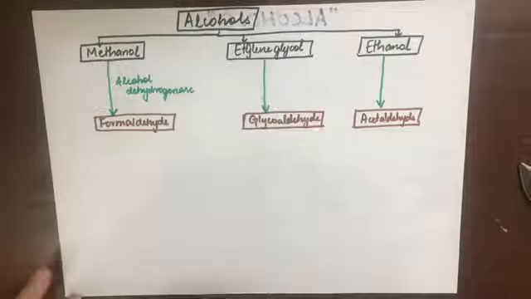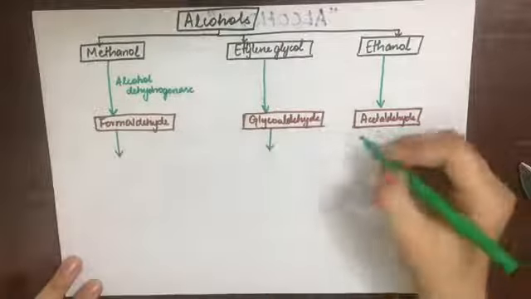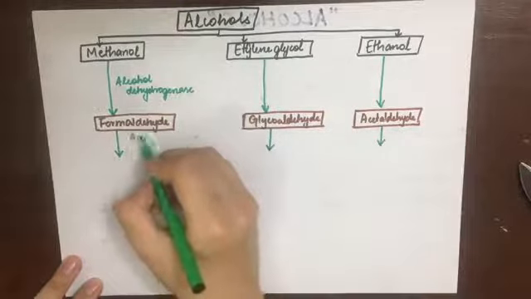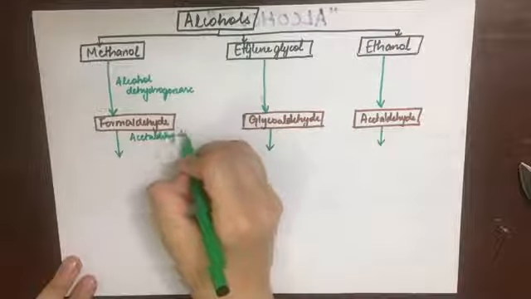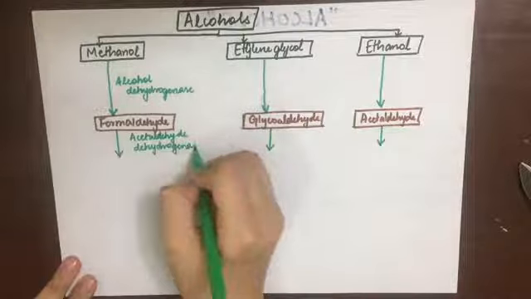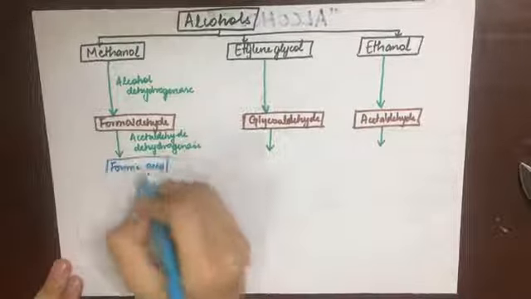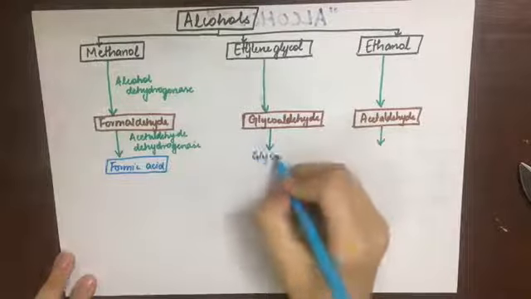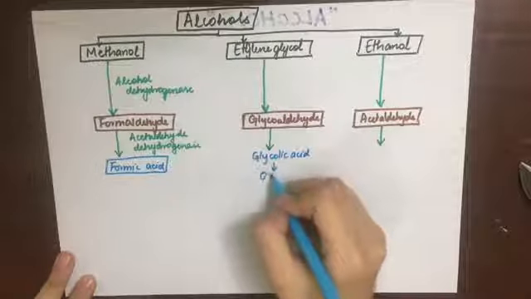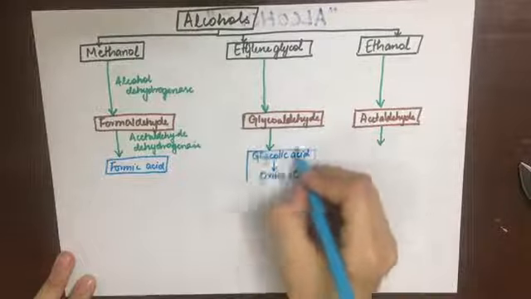The next enzyme that will act on these aldehydes will be aldehyde dehydrogenase, specifically acetaldehyde dehydrogenase for acetaldehyde. It will convert formaldehyde into formic acid, glycoaldehyde into glycolic acid, and then ultimately into oxalic acid, and acetaldehyde into acetic acid.